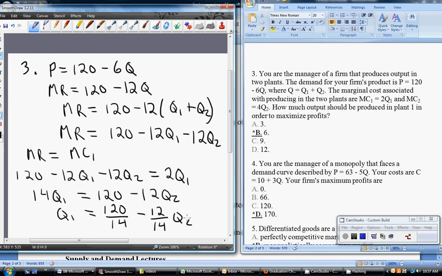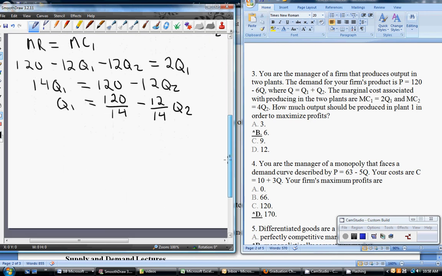We get the following result. We've got to basically do the same thing, but this time for the second plant, setting marginal revenue equal to the marginal cost of the second plant. We will get the following.